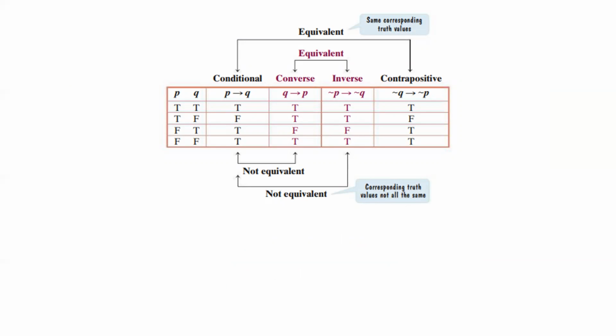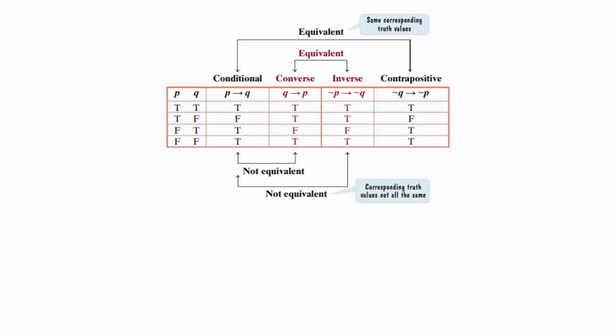And so we actually can talk about what relationships are equivalent and which ones aren't. We already talked about how conditional and contrapositives are equivalent statements. Here's a truth table of both of them. They're returning the same result in every row. And in fact, the converse and the inverse are equivalent to each other.